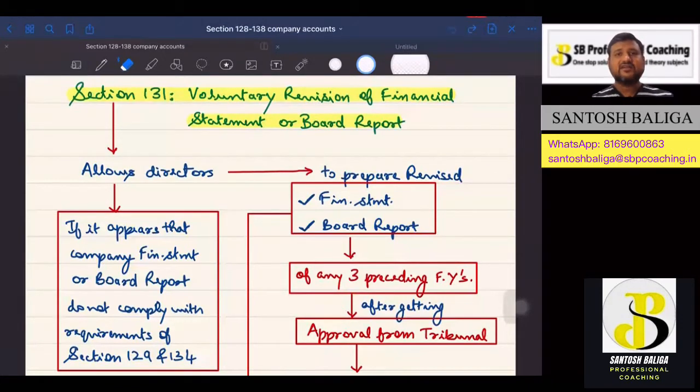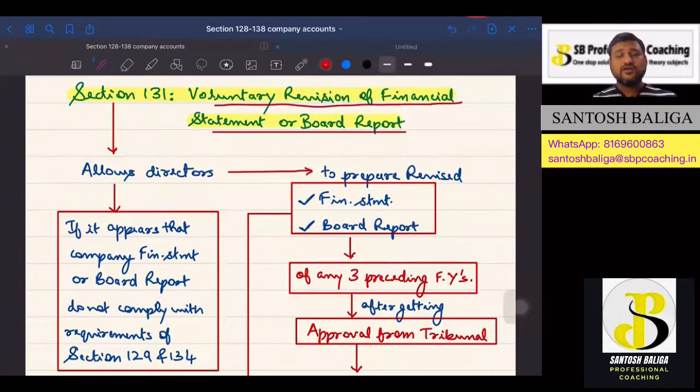Now in this lecture, we will understand whether a voluntary revision is possible and under what circumstances, who has to apply for the same, and to whom it has to be applied. Section 131 provides for the topic of voluntary revision of financial statement or board report. So there are two things which can be revised under section 131.